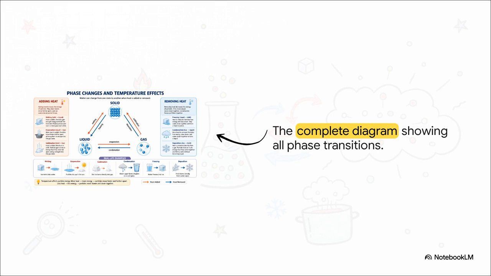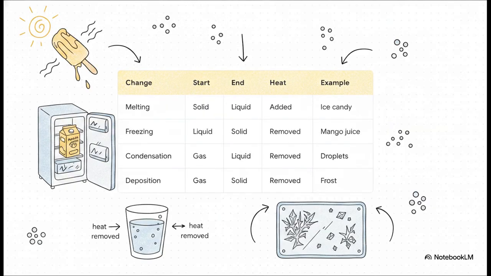Or deposition, where water vapor and freezing air turns directly into solid frost on the grass. Crazy, right? This chart is a fantastic summary of these dynamic processes. It proves that whether you're leaving ice candy out under the scorching sun, popping some mango juice into the freezer, or just watching water droplets mysteriously appear on a cold glass, it all boils down to one simple, incredible mechanic: heat being added to or removed from those invisible particles.